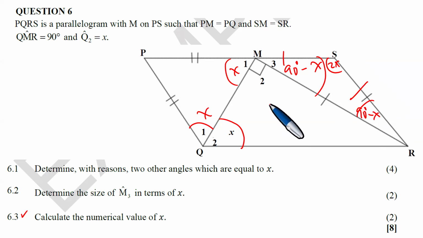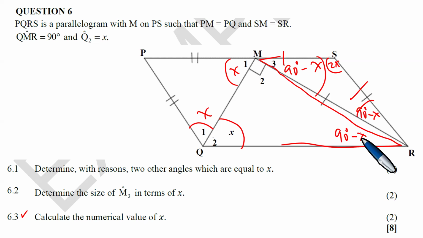Okay, so what else do we have? Because, I mean, this PQRS is a parallelogram, so this angle here is also 90 degrees minus x. So this plus this plus this is 180 degrees minus 2x. Right, so the opposite angles of a parallelogram are equal, so this is also 180 degrees minus 2x.